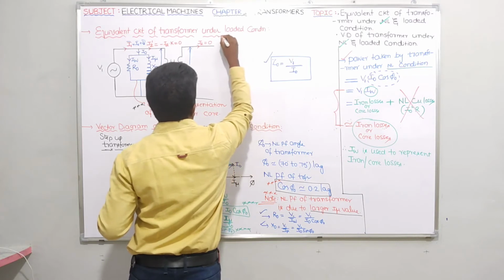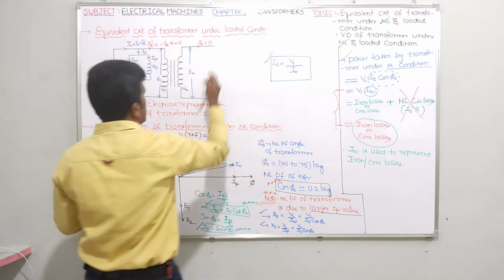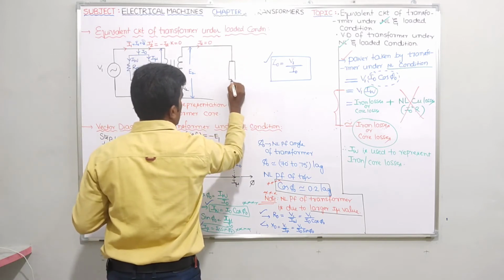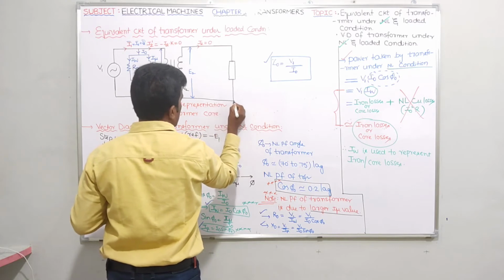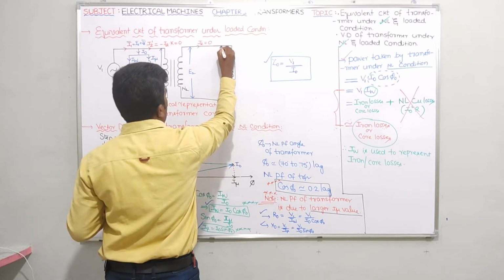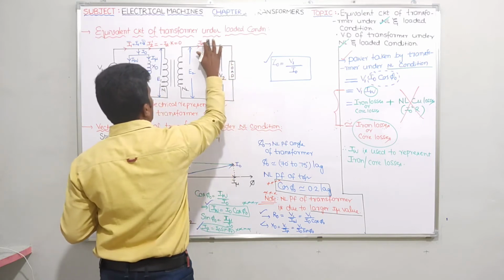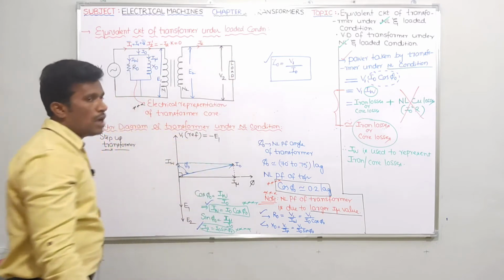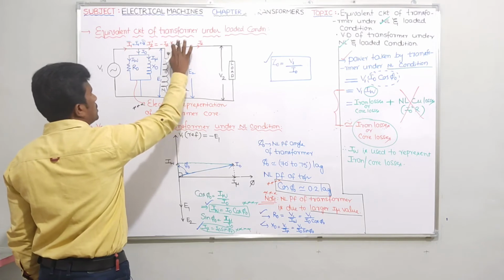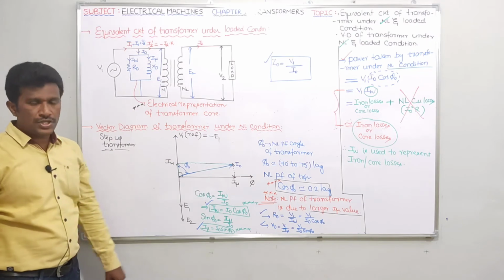Since I am writing under load condition, please let me connect some load here. This is nothing but the load, and the load voltage, let me take it as V2. Now the load current is not zero, and this I2 is also not zero now. This becomes the equivalent circuit of the transformer under load condition.